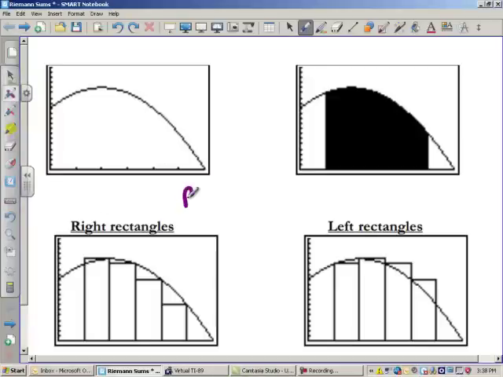Today I'm going to give a name to what we are doing with finding rectangles and approximating area under a curve with a rectangle. And this is called a Riemann sum. This comes from George Bernard Riemann. He's the one that developed this process.